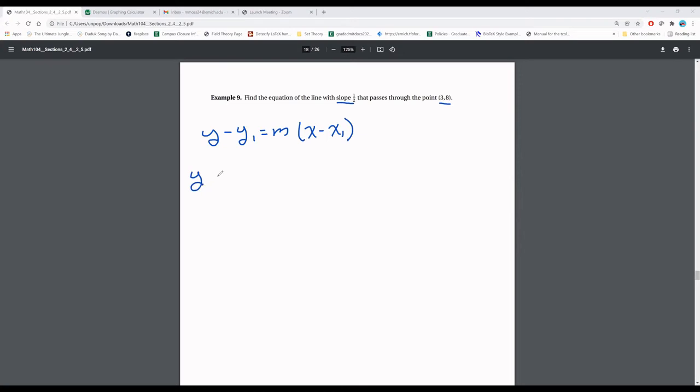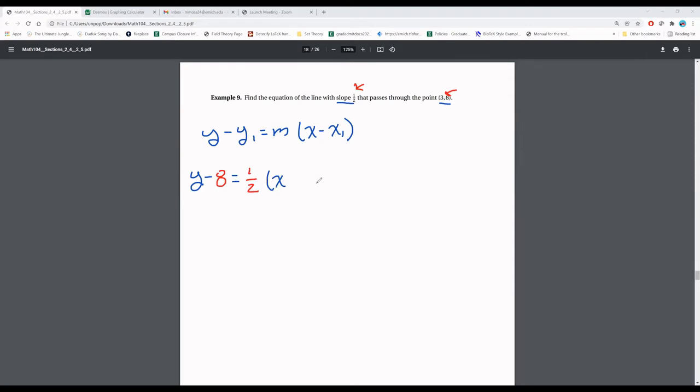We can start plugging in the things we know. Well, y1 is going to be 8. Right, the y coordinate of the point on our line, I can just put that in here for y1. That is equal to the slope. Well, the slope is here, given to us as 1/2. I can just put that in.